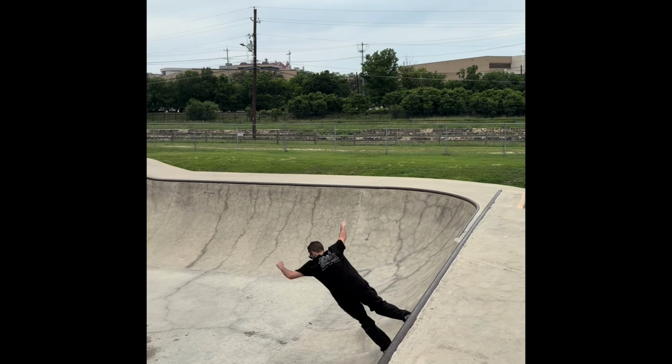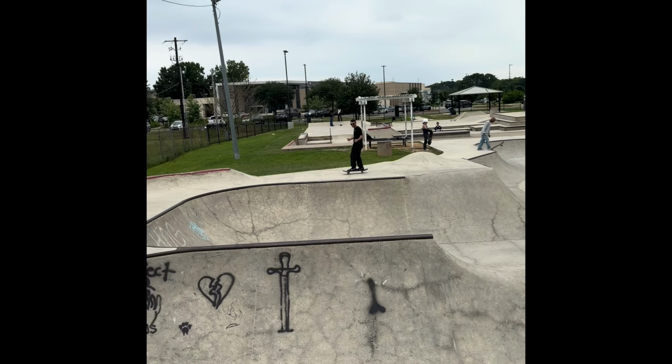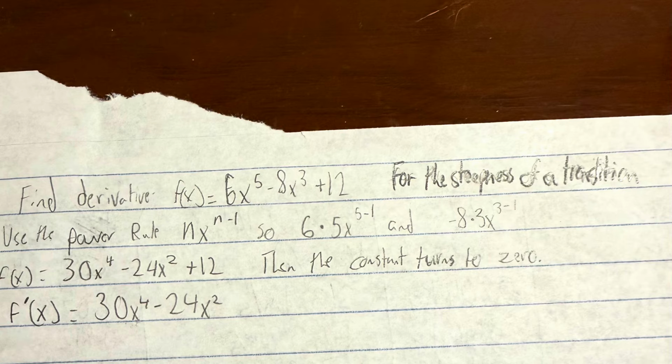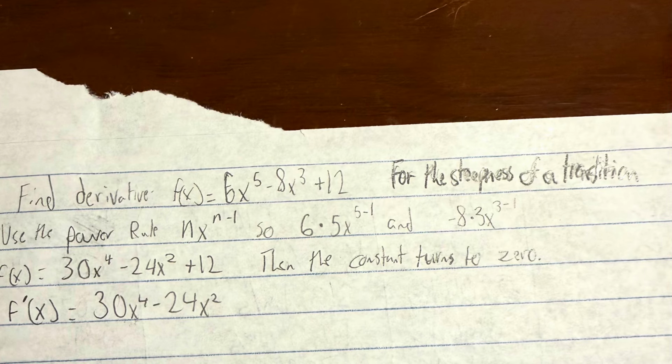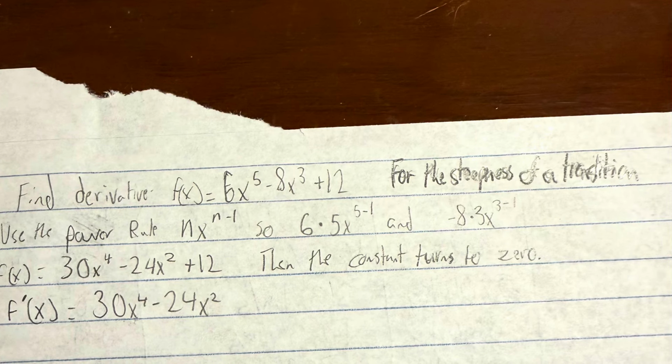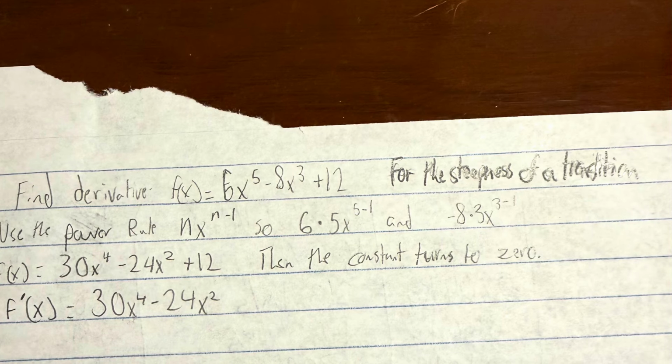Hello, today I'm going to show y'all how to find the steepness of a transition on a skateboard and how to find the derivative of that formula. So for the formula, I used f of x is equal to 6x to the power of 5 minus 8x to the power of 3 plus 12.